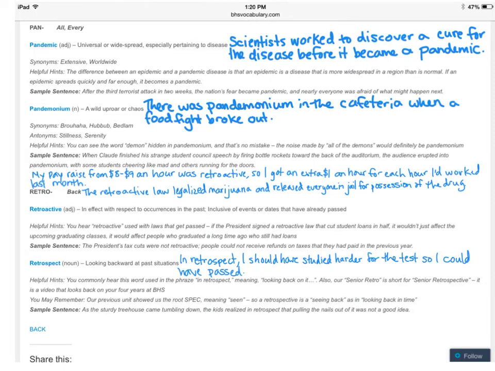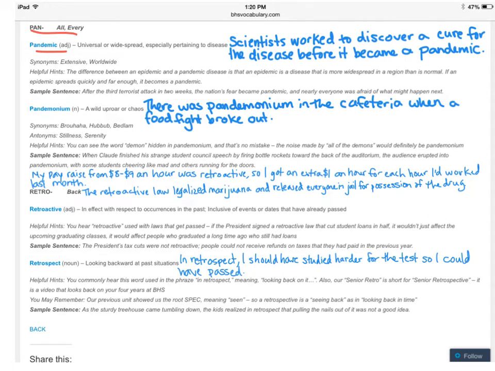So your first root on this page is pan, which means all or every. And your first word is pandemic. Pandemic means universal or widespread, especially pertaining to disease. It gives you this as an adjective, so you would generally use it as a pandemic disease. It actually also works as a noun, so you can say the pandemic spread all over the world.